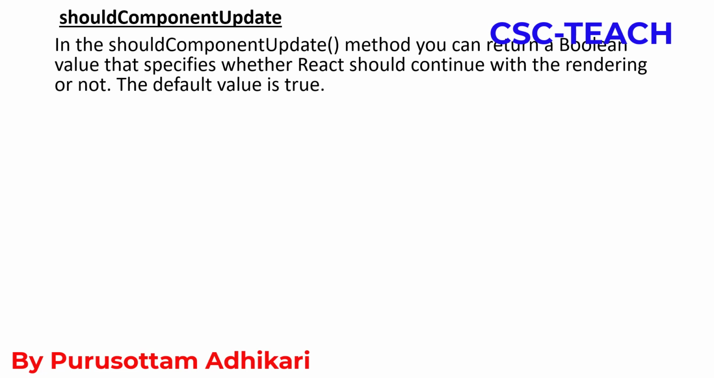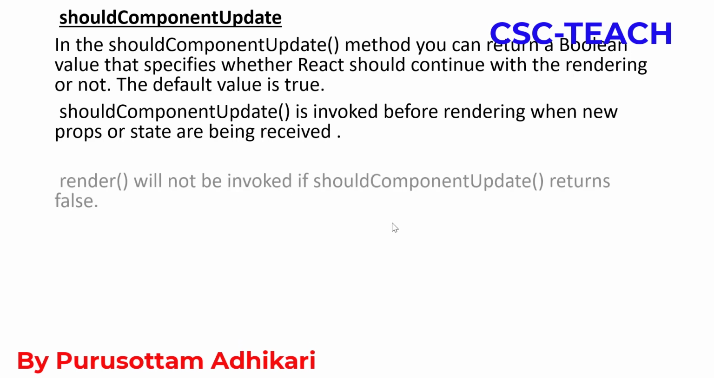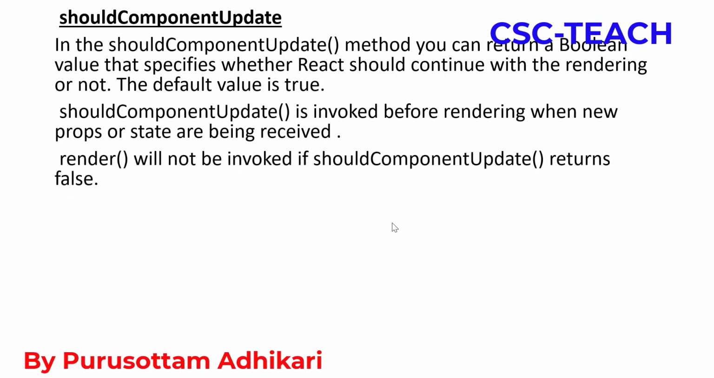This is rarely used. The shouldComponentUpdate method lets React know if a component's output is not affected by the current change in state or props. It means should React re-render or can it skip rendering. shouldComponentUpdate is invoked before rendering when new props or state are being received. If shouldComponentUpdate returns false, then the render method will not be invoked.